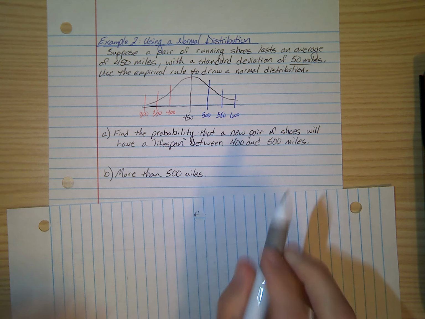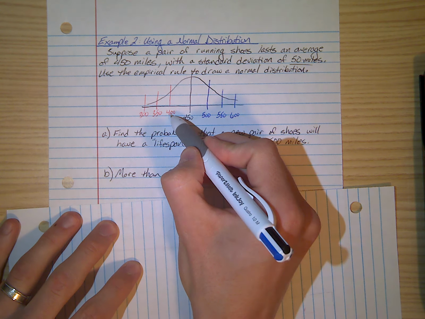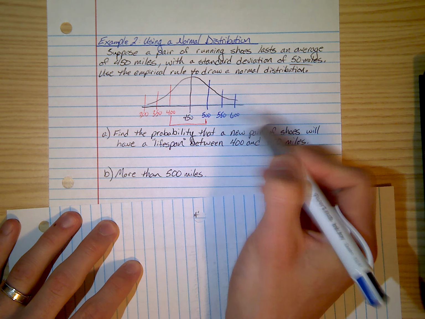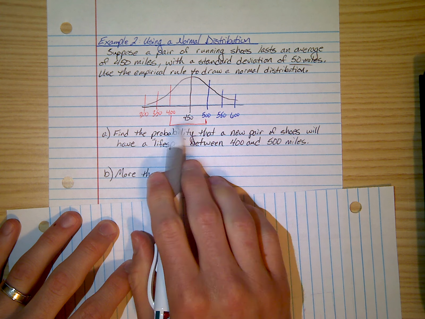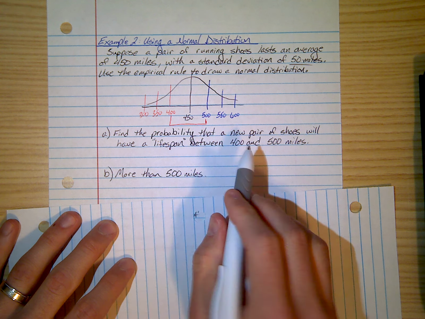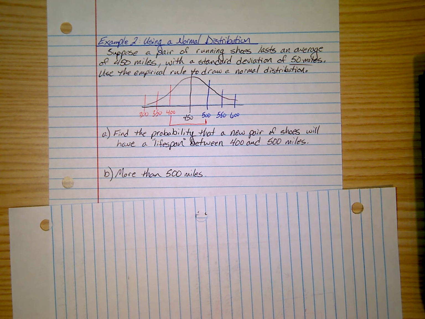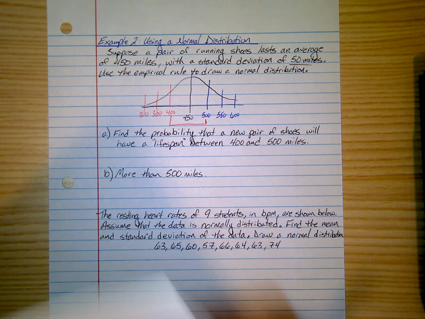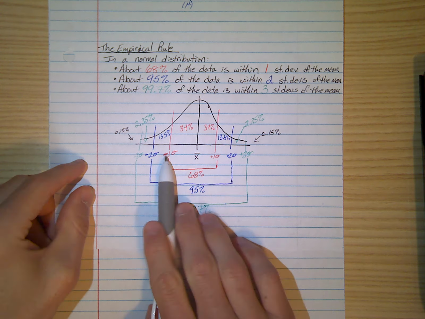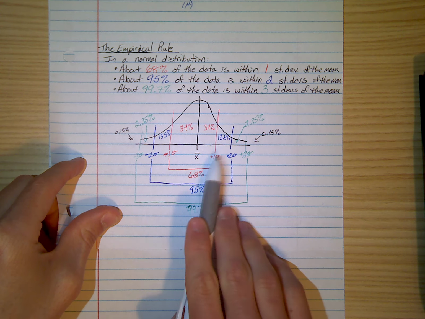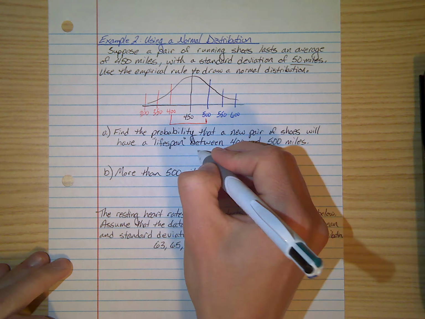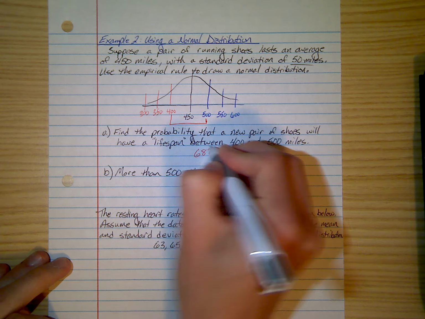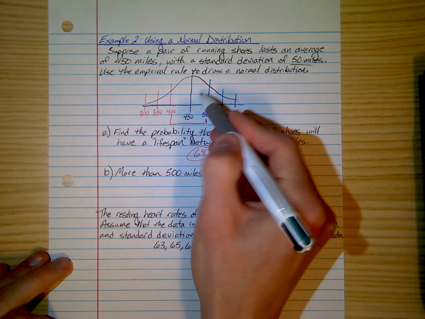Anyway, find the probability that a new pair of shoes will have a lifespan between 400 and 500 miles. So if we look at this, 400 to 500 miles. Well, that's within 1 standard deviation, both above and below. Based on that empirical rule, what we just looked at, 1 standard deviation below and above, you've got 34 on each side. So that would be your 68%, because you've got 34 here and 34 here.